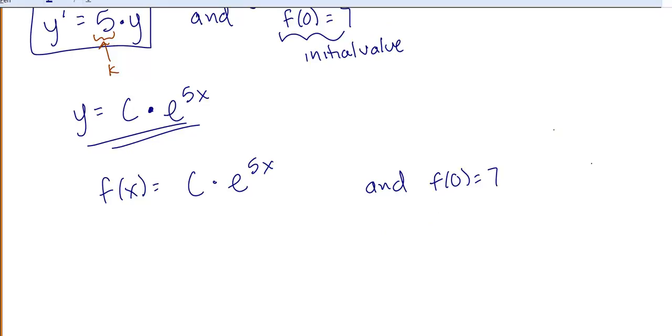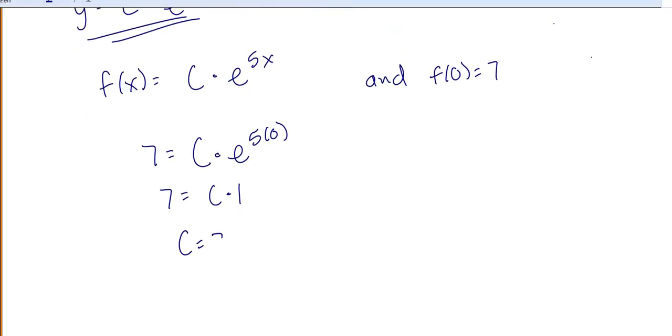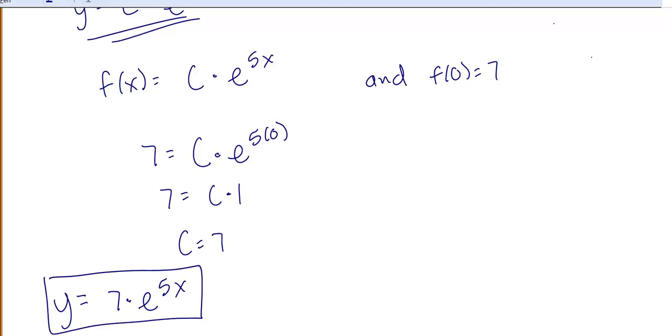So in other words, 7 is supposed to equal c times e to the 5 times 0. So we put in x is 0, y is 7. Now e to the power of 0 is 1. So 7 equals c times 1, or c equals 7. So my final answer is that y equals 7 times e to the 5x. And you just solved a differential equation.